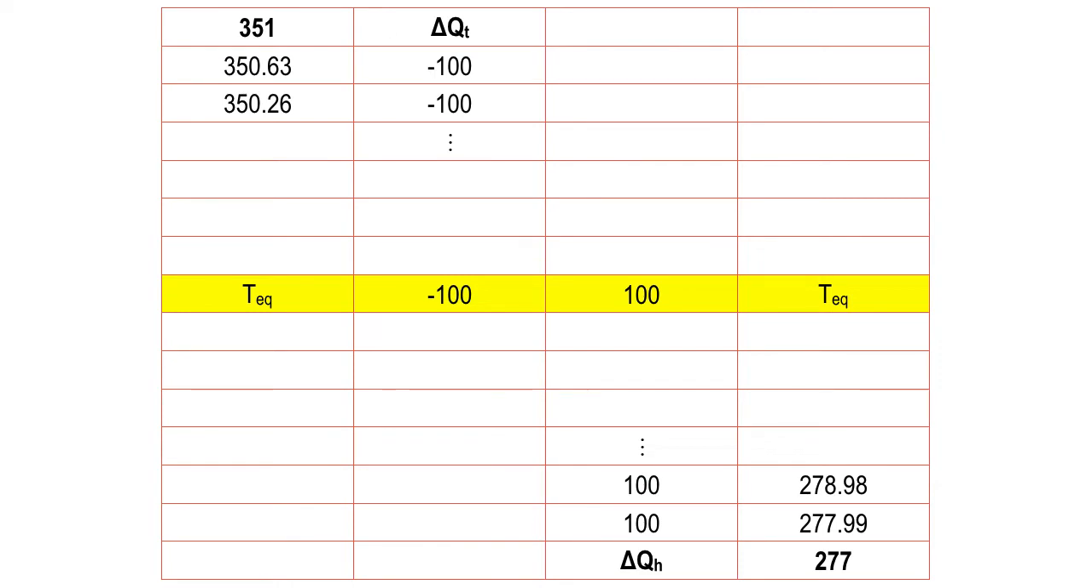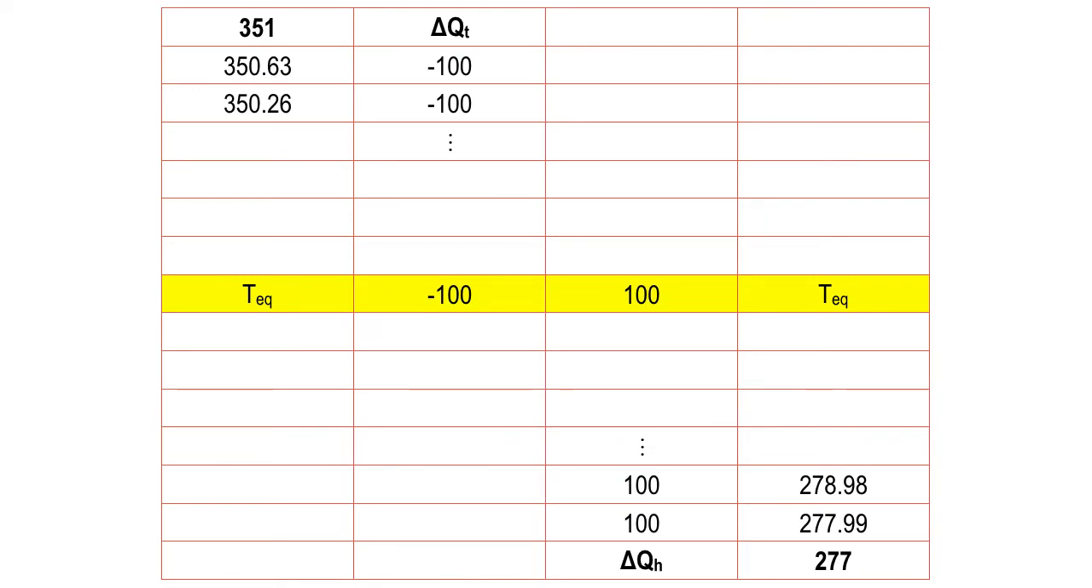All right. Up here, let me go to the cursor now. Up here, here's my first exchange. The 351 cools off to 350.63. And then down here, my 277 for the honey warms up to 277.99. So you could draw a big table like this if you want, and this was going to be ginormous. Here's the second exchange of 100. You get up to 278.98, and then the tea gets down to 350.26.